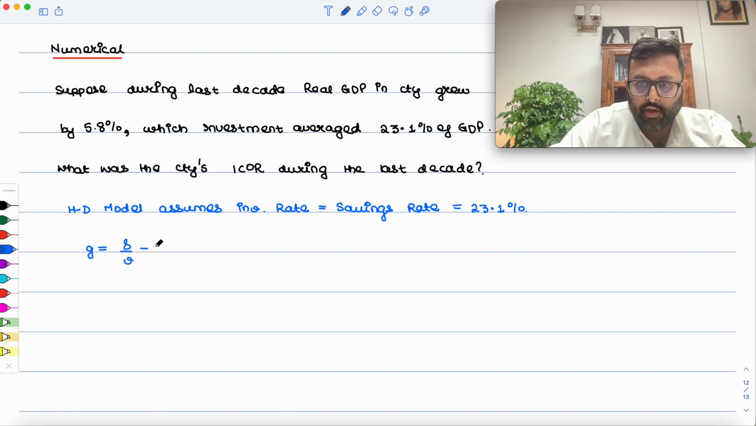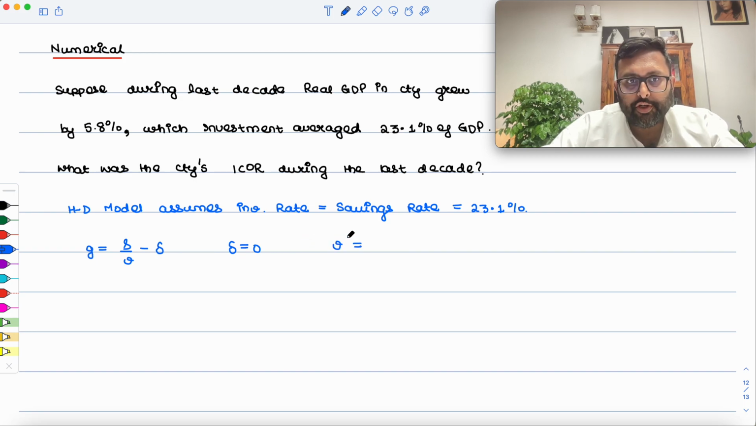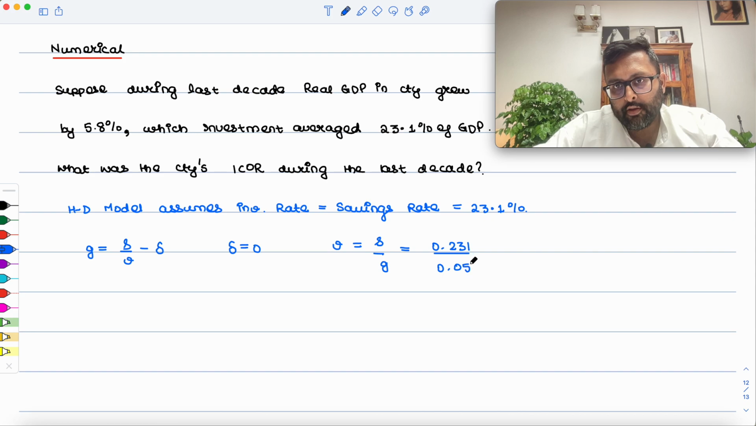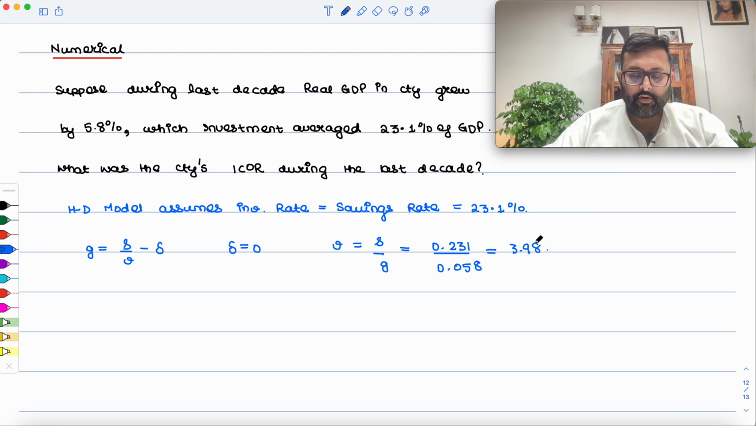And according to the Harrod Domar model, this is the growth rate: savings rate upon incremental capital output ratio minus depreciation rate. Here, nothing is being told about the depreciation rate, so we'll assume it to be zero. So what is your incremental capital output ratio? S upon G. You are given a savings rate of 23.1%, so you can write 0.231, and a growth rate of 5.8%, so you can write 0.058. And that will come out to be 3.98. So ICOR is 3.98.